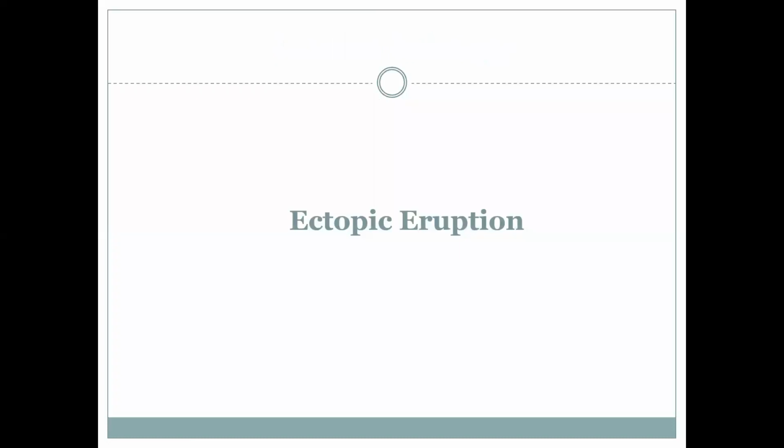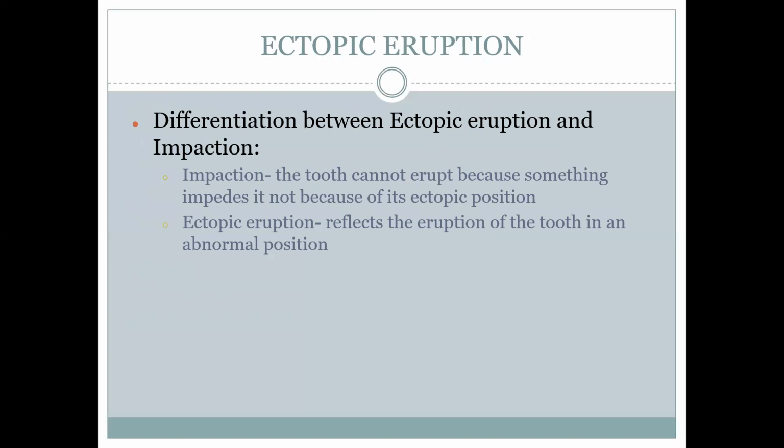So now we will speak about ectopic eruption. Let's differentiate between ectopic eruption and impaction. What is impaction? Impaction is when the tooth or teeth cannot erupt because something impedes it, not because of ectopic position. Ectopic eruption reflects the eruption of the tooth in an abnormal position.